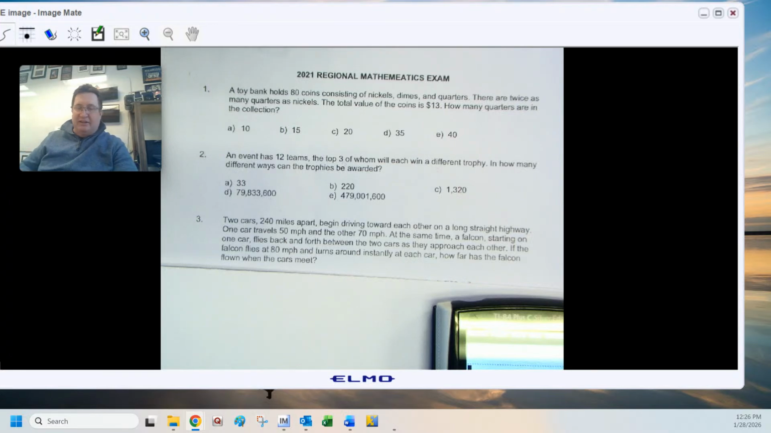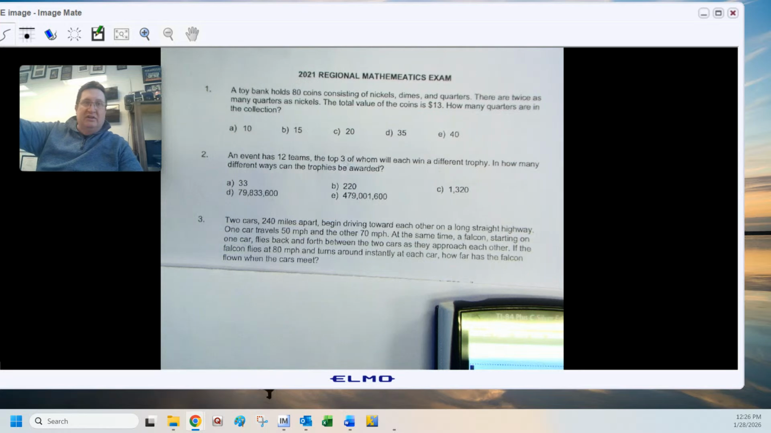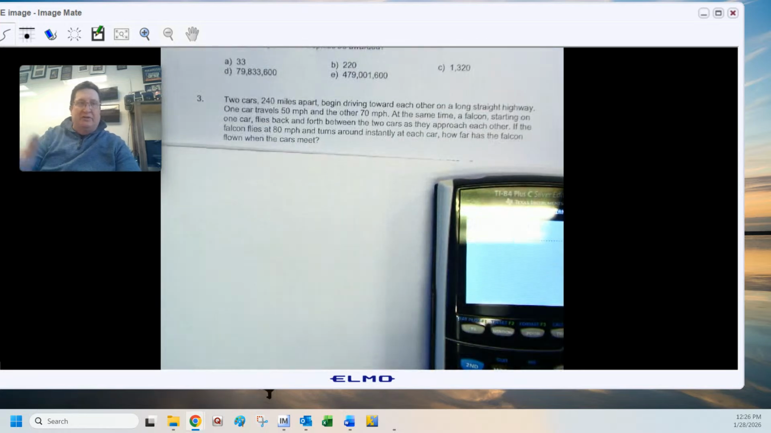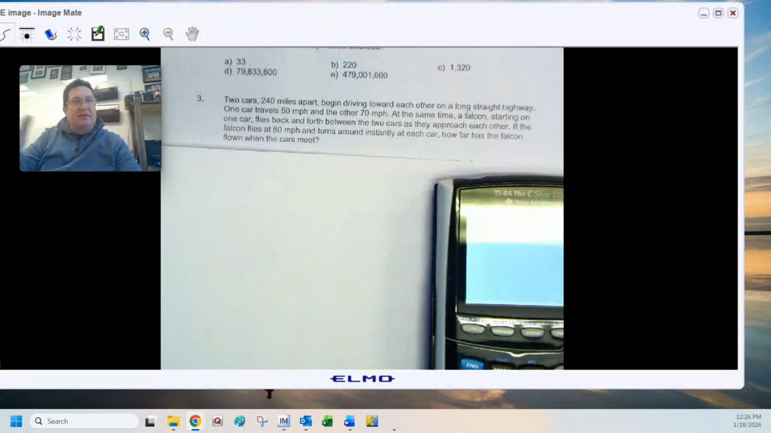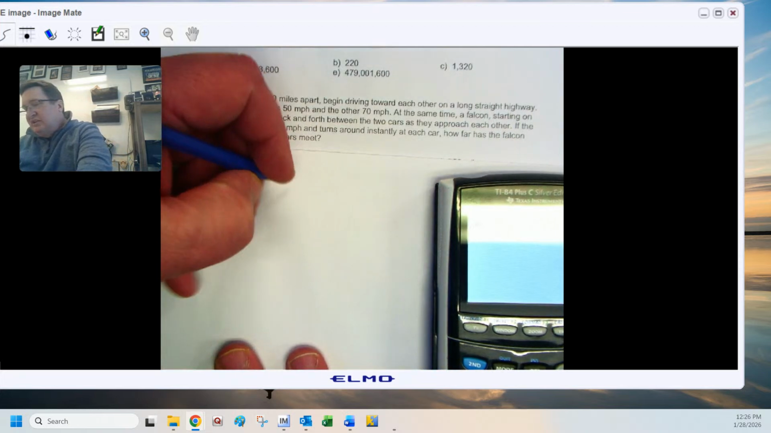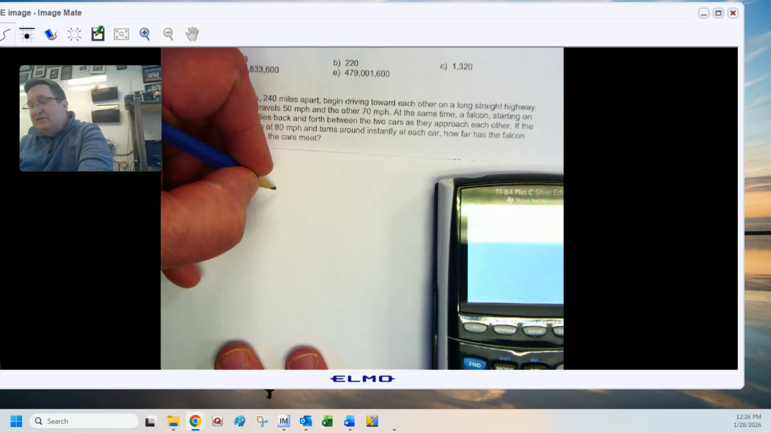And so you might accidentally think that you've got to think about the falcon going back and forth and back and forth. And in fact, you don't. You just say to yourself, well, they're 240 miles apart, and one's traveling 50 and one's traveling 70, and so they are traveling at 120 miles an hour total.